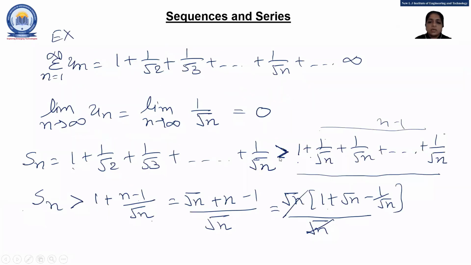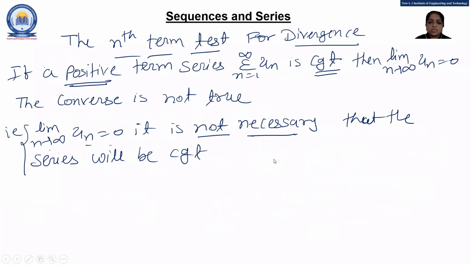So students, this is just proof by taking an infinite series that the converse statement is not true. If we have any infinite series with the limit n tends to infinity un equal to 0, it is not necessarily convergent. It may be convergent, it may be divergent, or it may be oscillatory, not necessarily convergent every time.